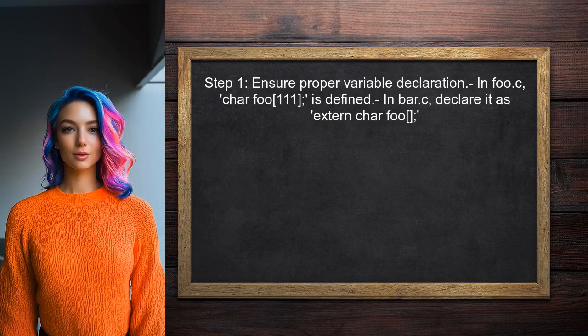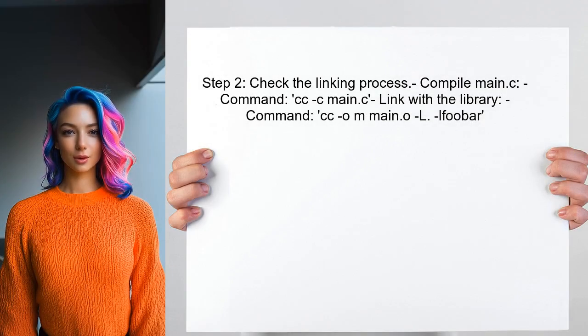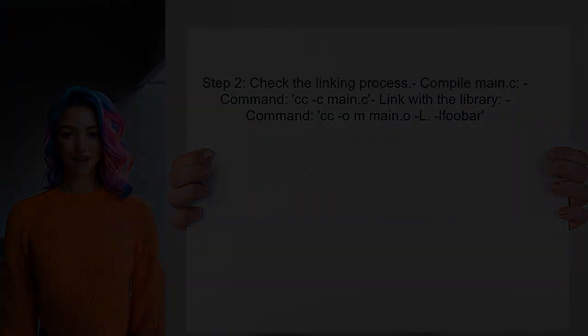To resolve the issue of the missing symbol, the user should first ensure that the variable foo is properly defined in the static library. In C, when using an external variable, it must be declared correctly. Next, the user should check the linking process. When compiling the test program, it's crucial to link against the static library correctly. The user should ensure that the library path is specified.